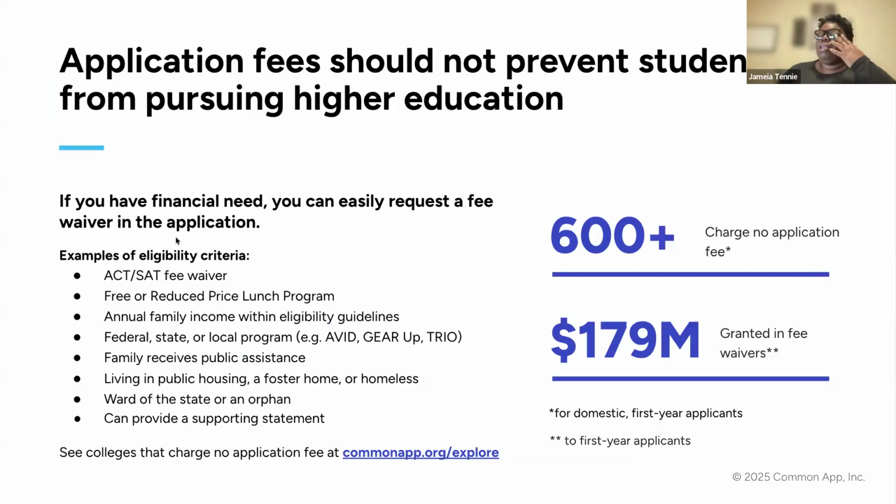I talked about 600 plus colleges not charging an application fee, but for those colleges that do, we do offer a fee waiver should you have some demonstrated financial need. Some examples of that need are on the screen: ACT, SAT fee waiver, you're part of a free or reduced lunch program, some type of federal, state, or local program like GEAR UP, TRIO, AVID, Upward Bound, another example. How you will be able to take care of this is you will go to the financial aid section of your Common App account, and there you would be able to click to say you're eligible, and then of course your school counselor would need to verify that eligibility.